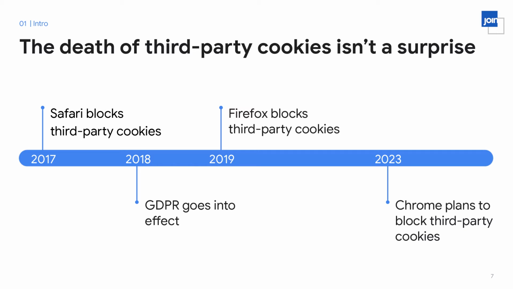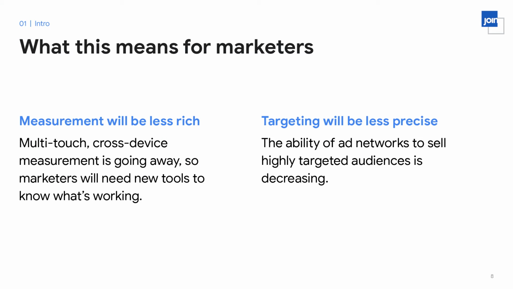So what does this mean for marketers? The bottom line is that in a cookieless world, measurement will be less rich. So your ad network can no longer tell you that the person who visited your site today is the same person that saw your ad they displayed for you 3 days ago. And it also means that targeting will be less precise. So you'll no longer be able to simply ask your ad network or your DSP to serve ads to people who visited your site if you yourself don't know who those people are.